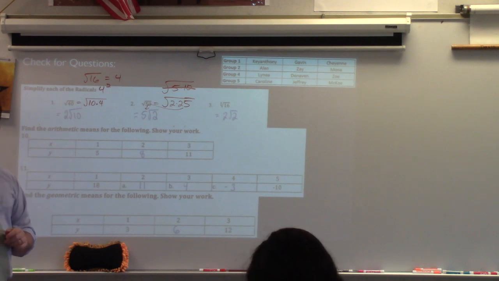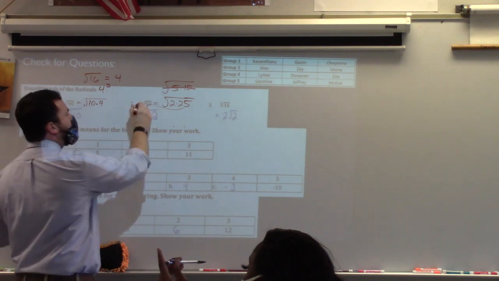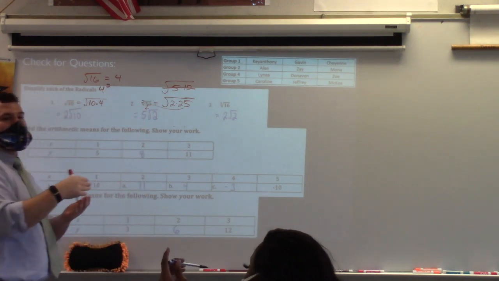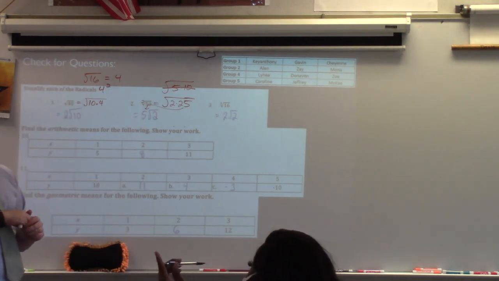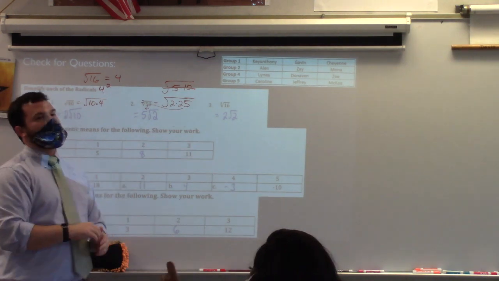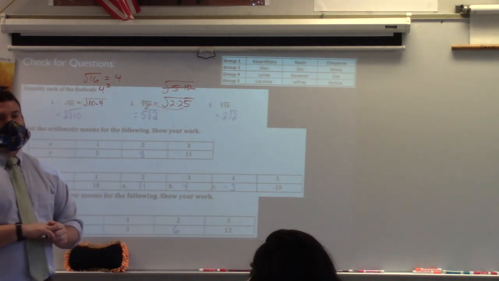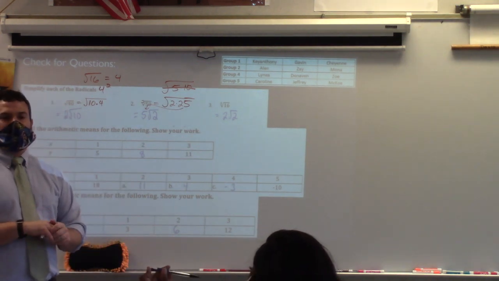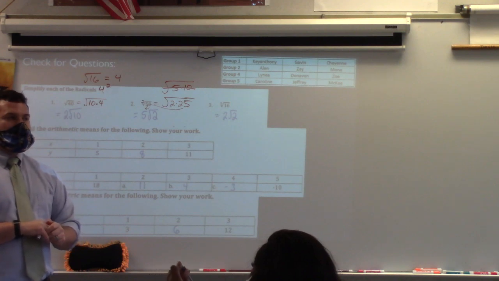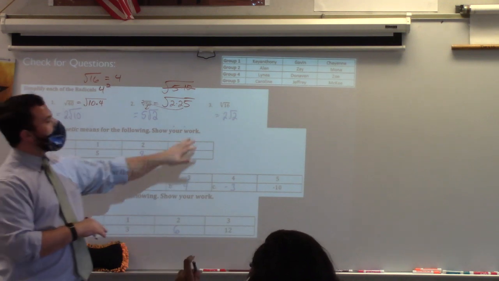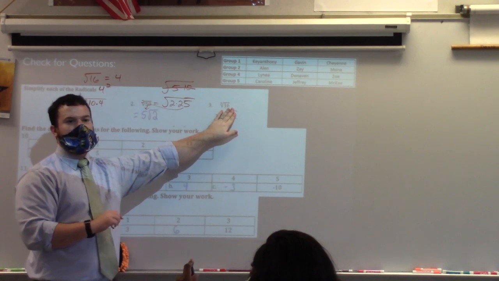Say it again. Okay, so cube root. Remember, a square root is looking for something that is multiplied by itself twice. What's a cube root looking for? Three. Something multiplied by itself three times.